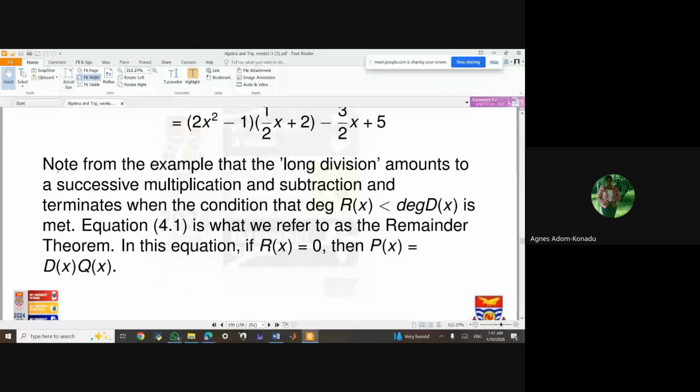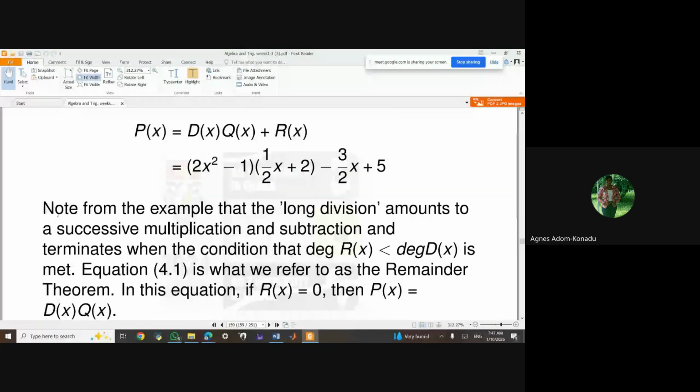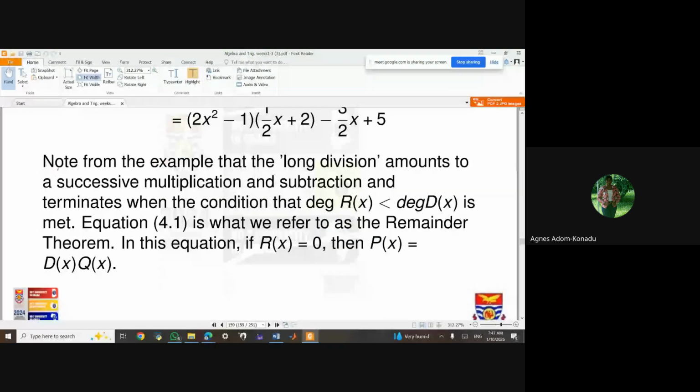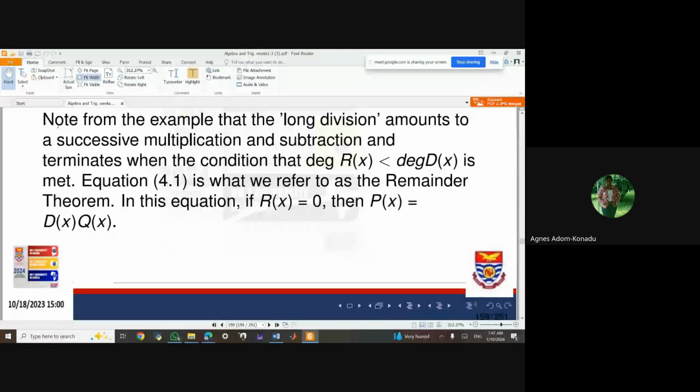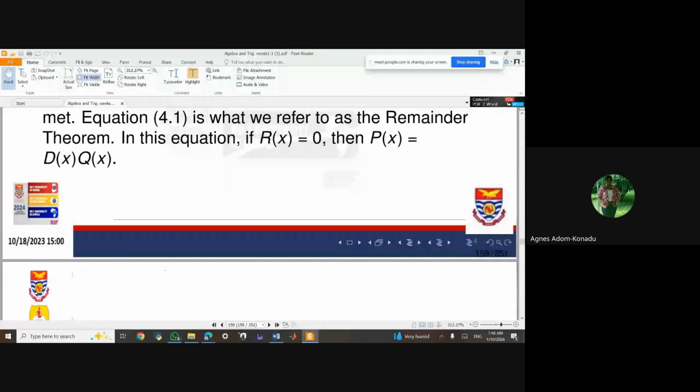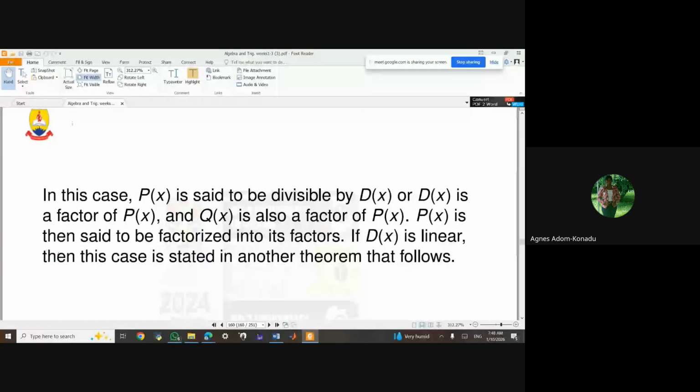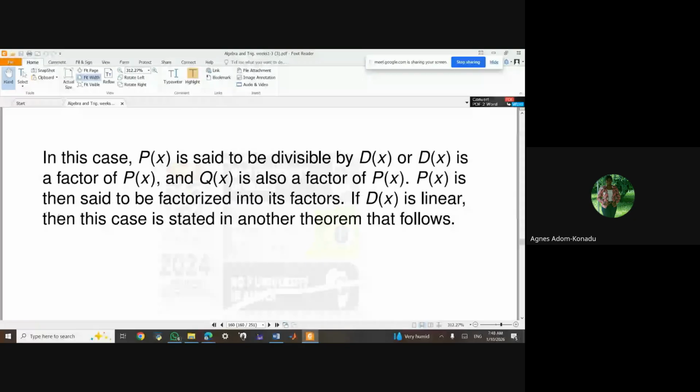Okay, so note from the example that the long division amounts to successive multiplication and subtraction and terminates when the condition that the degree of R of x is less than D of x is met. Equation 4.1 is what we refer to as the remainder theory. In this example, if R of x is equal to 0, then P of x is equal to D of x times Q of x. In this case, P of x is said to be divisible by D of x, or D of x is a factor of P of x, and Q of x is also a factor of P of x. P of x is then said to be factorized into its factors.